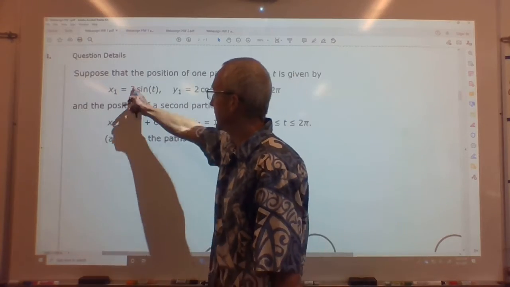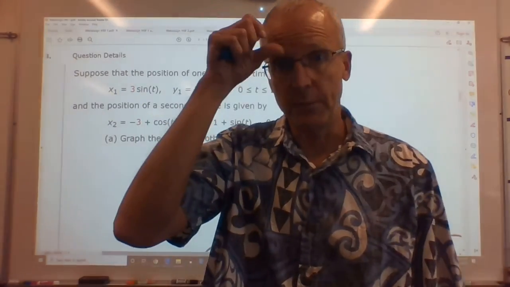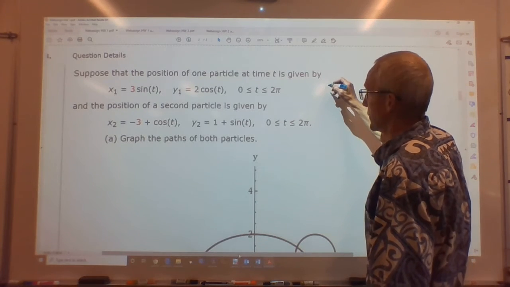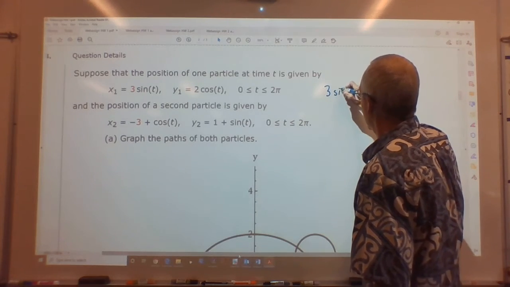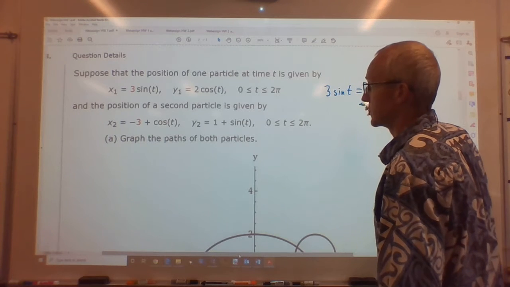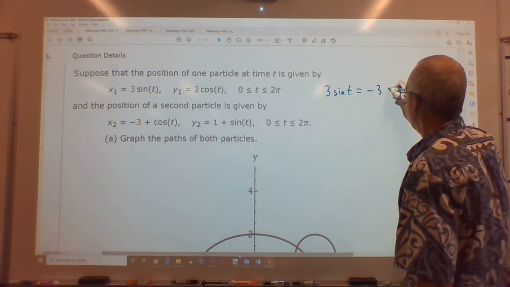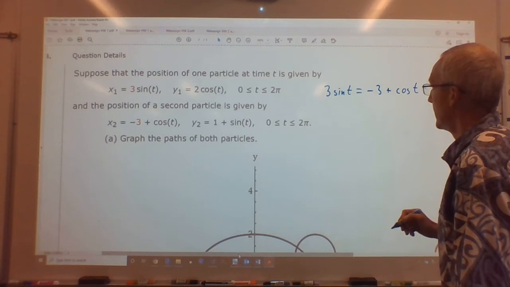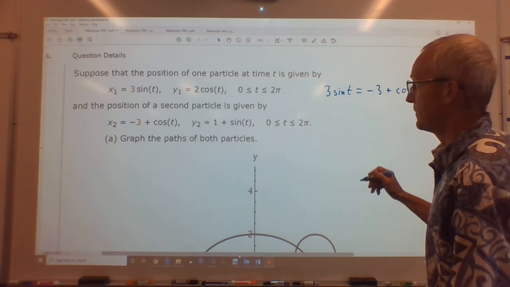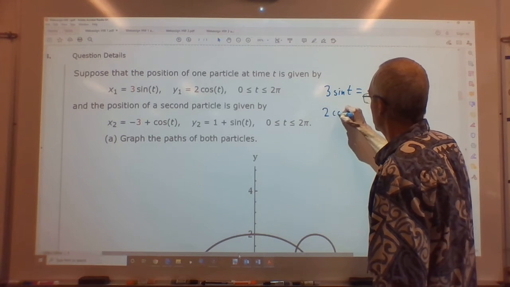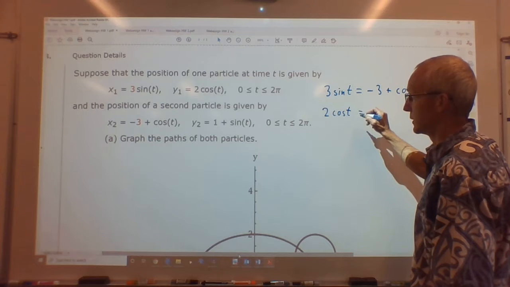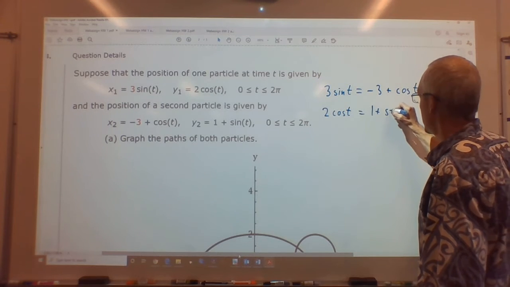Now again, I have a 3 here. You might have different numbers, but it's the same math. So if we set the x is equal, we have 3 sine t is equal to negative 3 plus cosine of t. And we set the y is equal, we get 2 cosine of t equals 1 plus sine t.